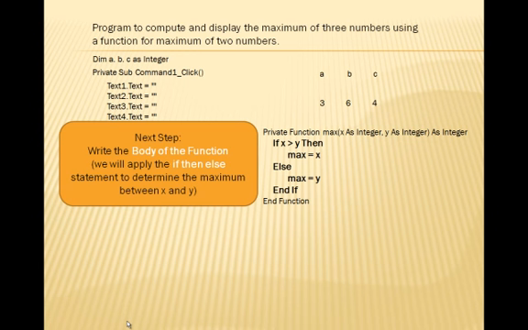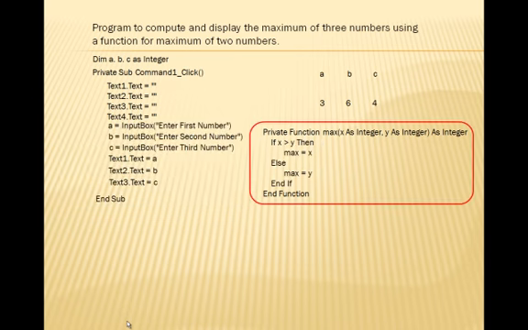Next step, write the body of the function. We will apply the if then else statement to determine the maximum between x and y. This will be the complete code for the user-defined function max. It will return the maximum value between 2 inputs.